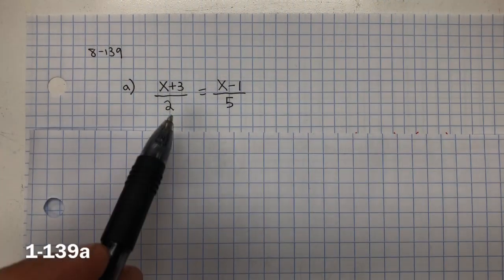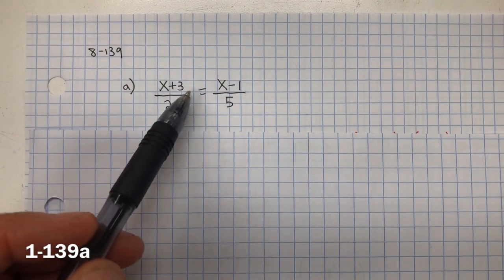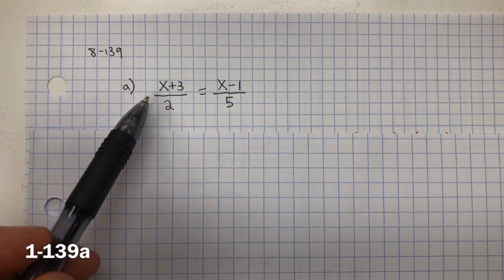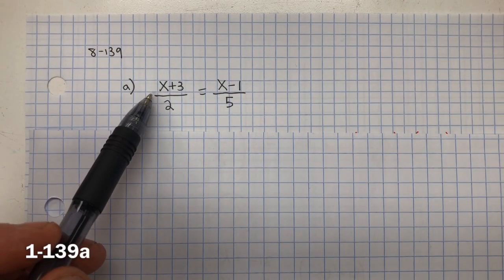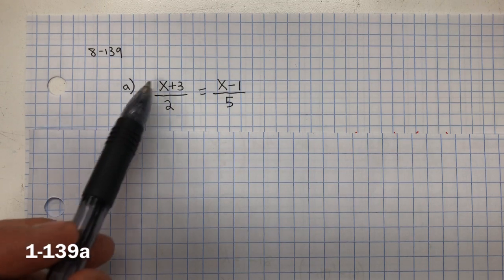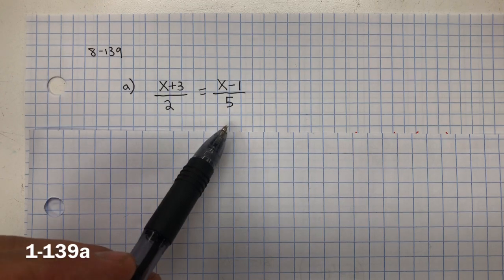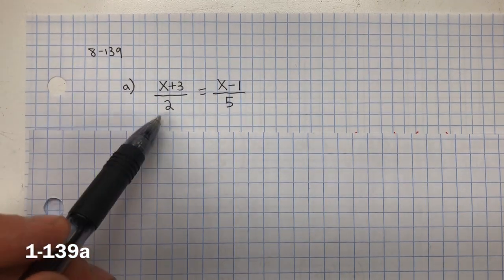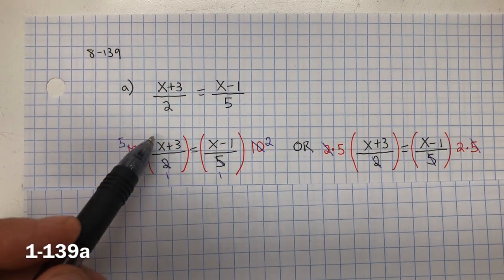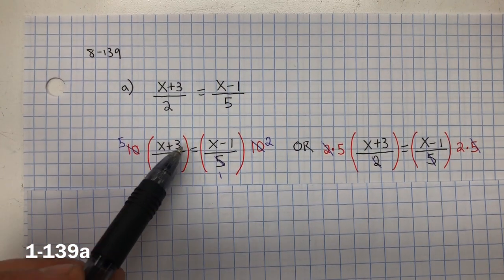For 139, I need to solve this equation. And there's several ways that I can go about solving this. One is I could cross multiply and set them equal to each other. The other way is by doing a fraction buster and distribute the least common multiple between 2 and 5 to both terms. The least common multiple for 2 and 5 is 10. So I'm going to multiply both sides of the equation by 10.